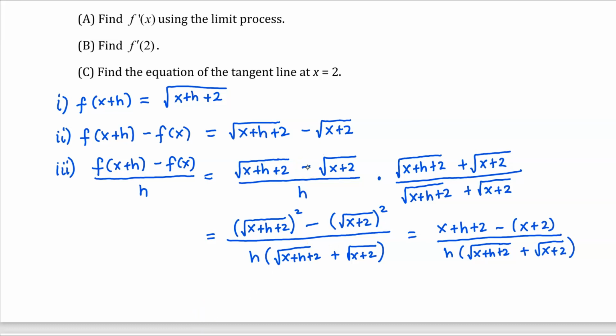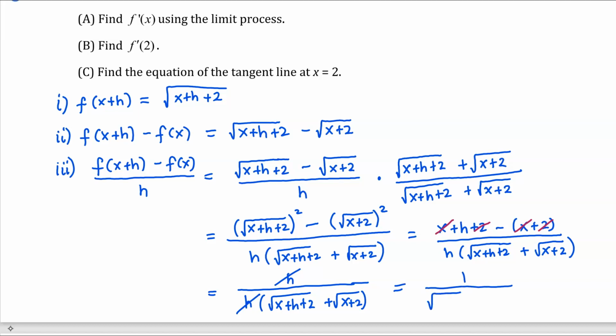Now simplifying this, we'll cancel x here and this x. So if you subtract x and x here, that will zero out. And then the 2 will also cancel out. And so therefore, this is just equal to h divided by h times square root of x plus h plus 2 plus square root of x plus 2. Now h will also cancel. So you have 1 over square root of x plus h plus 2 plus square root of x plus 2.